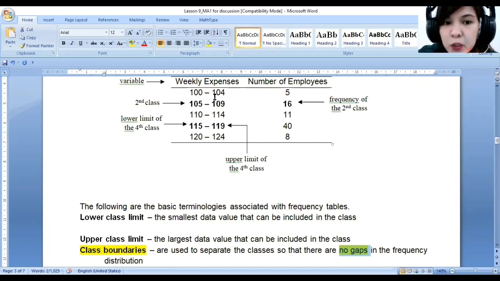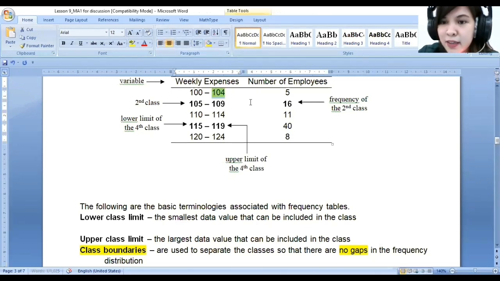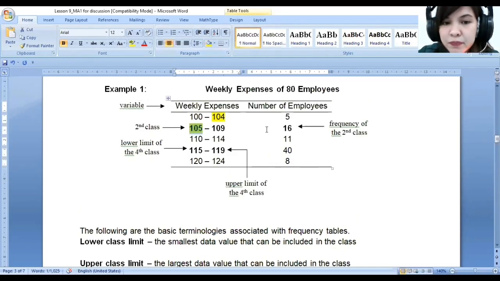Ang gap po dito, let's say for example, yung range na ito. 100 to 104. Nakikita nyo ba? Tama? O anong kasunod niya na range? 105 to 109. So, ayan, 105. So, yun ang gap. Ang gap niya dito ay 1. Kasi 100 to 104, ano kasunod ng 104? 105. So, meron siyang gap na 1. So, paano mawawala yung gap na yun?